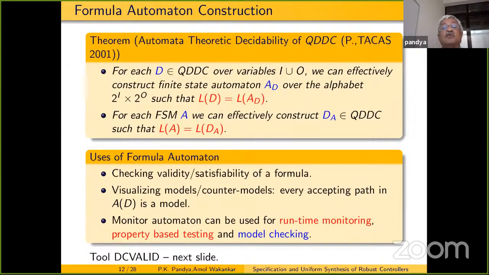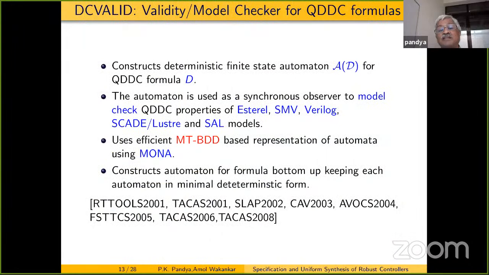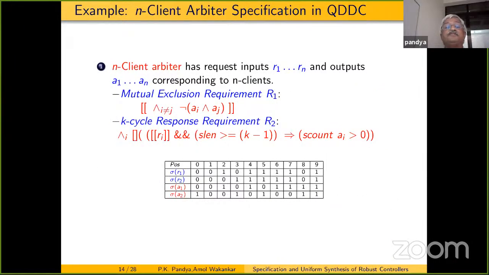But there is a tool which will basically apply this theorem, the first bullet of this theorem, and also analyze it for things like what is given in the second block, right? Validity, satisfiability, etc. So we have this tool called DC valid. This is old work, right?